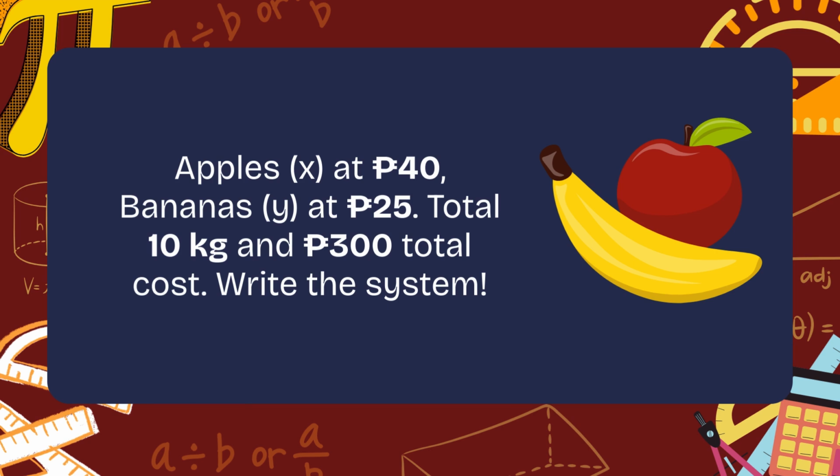So final equation challenge. Everybody, again, please read. Apple, we can let this be x at 40 pesos. Bananas, let y be at 25 pesos. Total of 10 kilograms and 300 pesos total cost. Write the system, and post your two equations in the YouTube comment below.